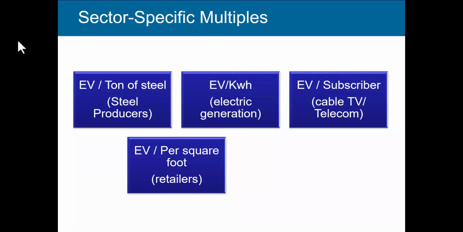Then we have sector specific multiples like EV per ton, enterprise value per ton. For example, for Tata Steel, we can calculate the enterprise value and the tonnage, how much steel it produces. Suppose it is trading at say 10,000 rupees per ton, whereas JSW Steel, another steel company, is trading at 12,000 per ton. So we say JSW is more expensive compared to Tata Steel.